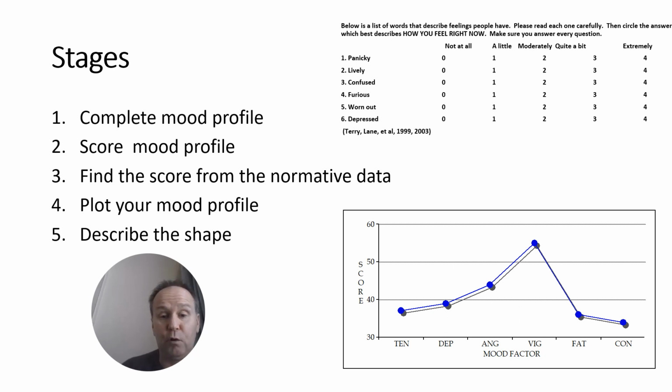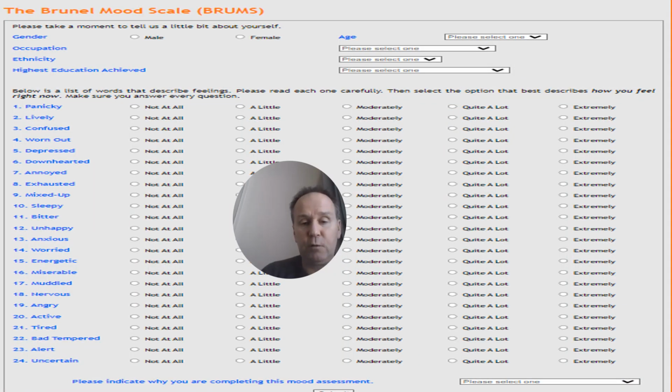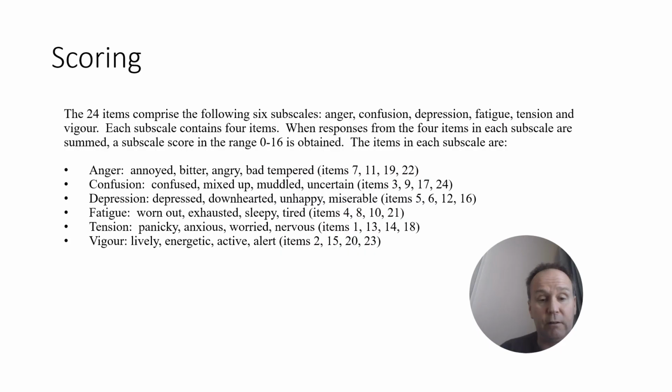Then we'll add up the score, 0 to 16. Then we'll get the normative data, and then we'll plot it. And you can see at the plot there's an iceberg profile here, and that may be what your mood profile is. So this is what the questionnaire will look like. There are 24 items, no right or wrong answers, 0 to 4, coming down to 6 mood scales, and therefore it's pretty straightforward. You just get the questionnaire, take your time, but don't take too much time. Just say how you're feeling right now.